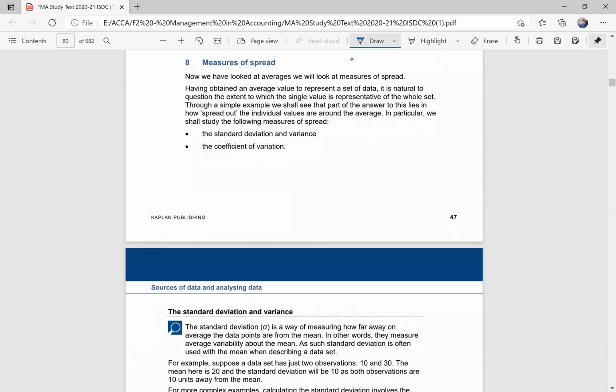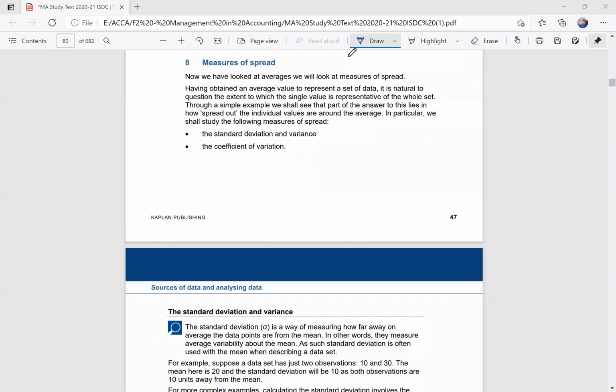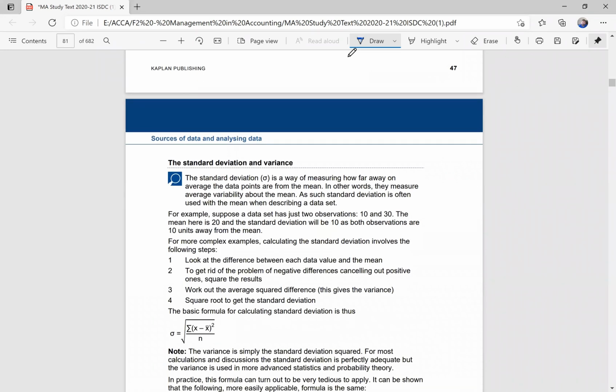Now we are coming towards measures of spread. When you talk about measures of spread, you need to take into account the standard deviation, the coefficient of variation, and all of that, even variances. Now, the question is what is standard deviation and what are variances? First of all, standard deviation helps you measure how your data is spread away from the mean.